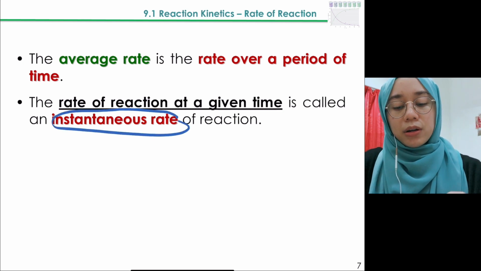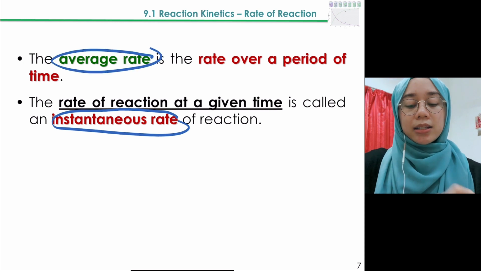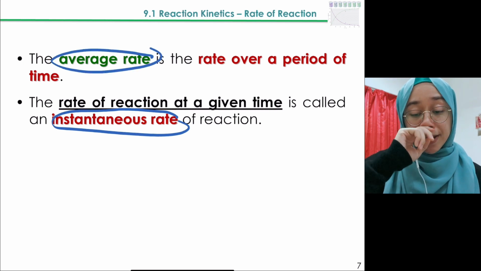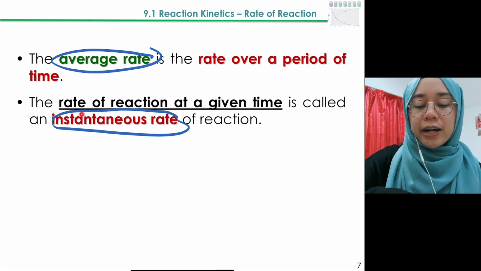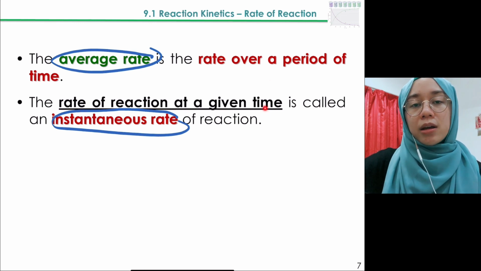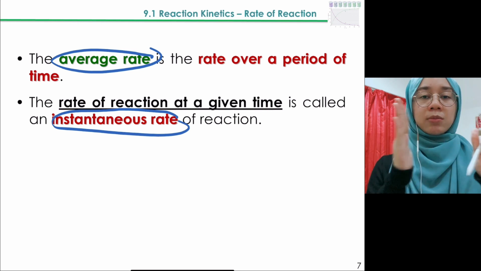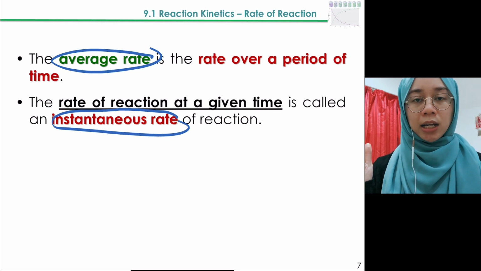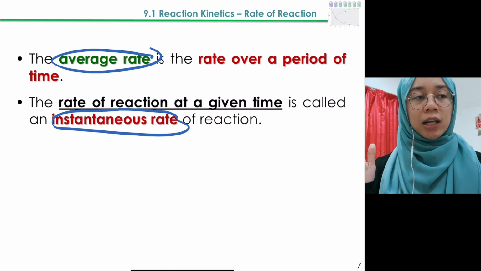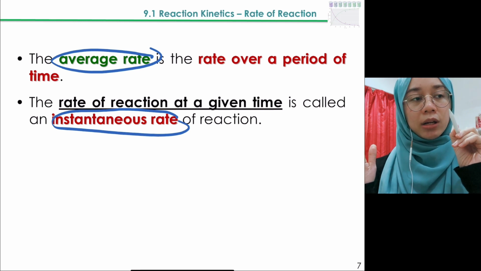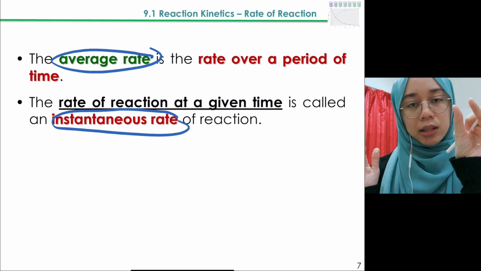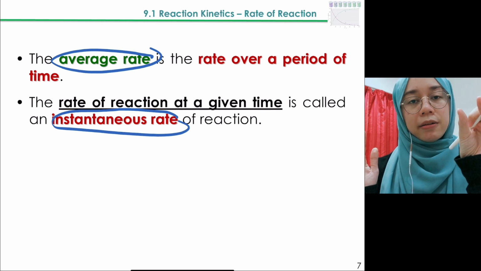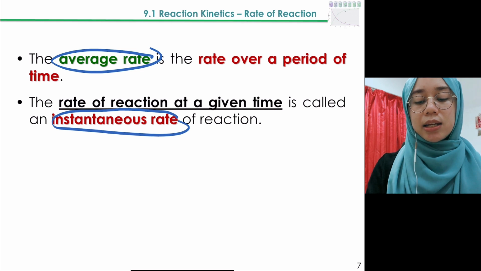Okay, so the first one tadi kita tengok average rate. Second one kita tengok sebagai instantaneous rate. So apa instantaneous rate ni? So instantaneous rate is the rate of reaction at a given time. So let's say reaction tersebut mengambil masa 400 saat. Tapi specifically soalan minta apa dia punya rate dekat 300 second. So at that particular time there, that particular rate is what we call as the instantaneous rate.